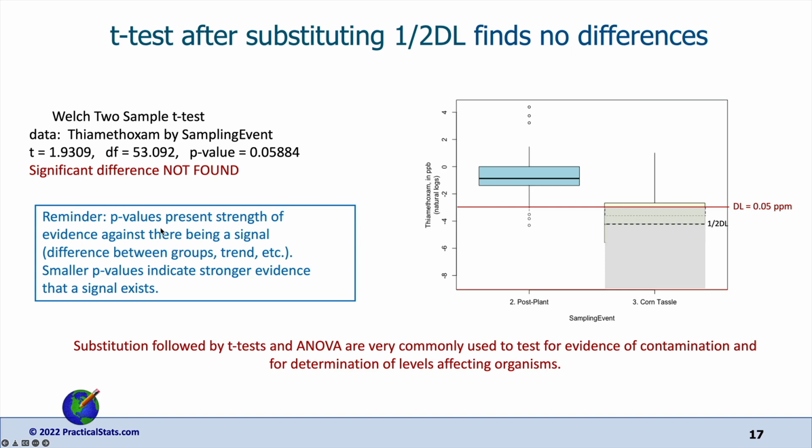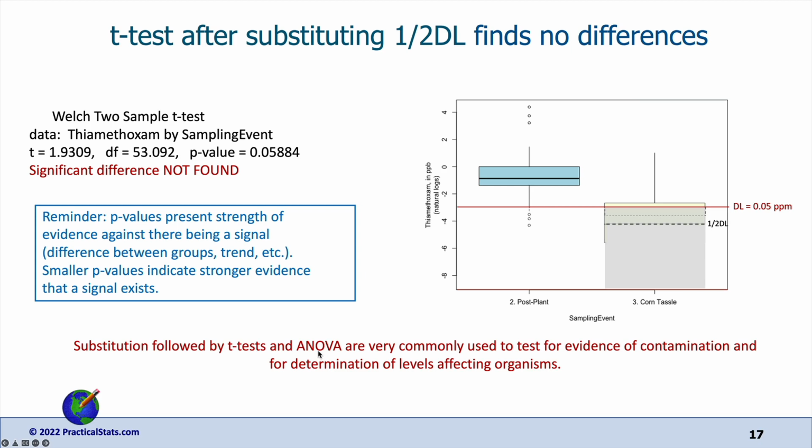So I want to remind you of what a p-value has been considered. It's the strength of evidence against there being a signal. So it's the strength of evidence against there being a trend, or against there being a group difference. So when this p-value is smaller and smaller, there's less evidence against the signal, and so more evidence that there is a signal, that there is a difference in this case between the two groups. And this is not quite small enough. This is just the t-test after sticking in a half the detection limit.